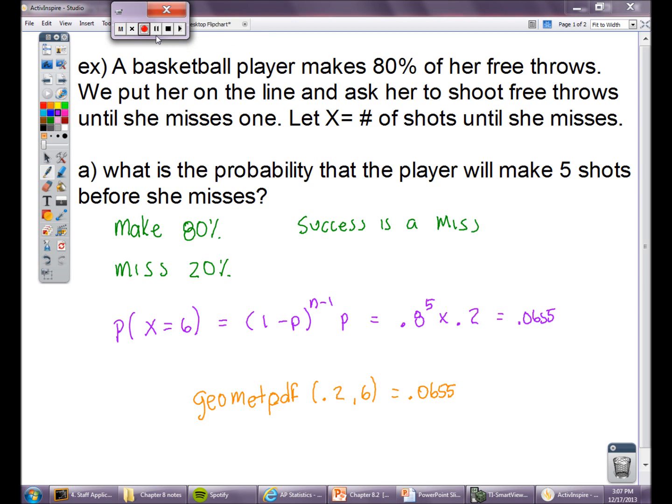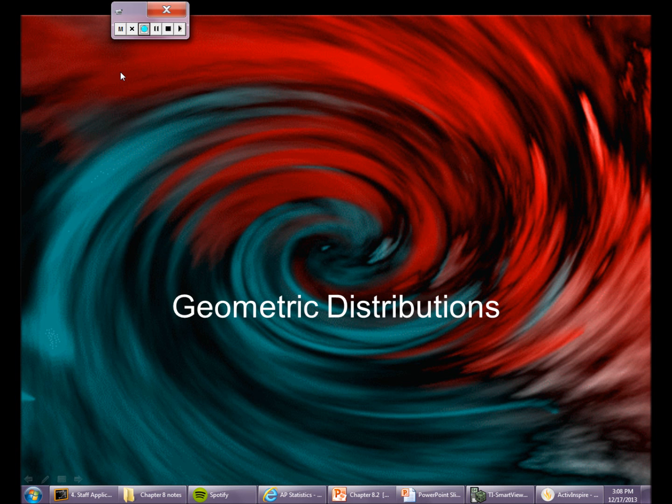You can also do this on the calculator. You would follow a geometric probability distribution, typing in 0.2 for the probability, comma, then 6, hitting enter, 0.0655. And that's pretty much it for geometric distributions. Keep in mind, the only difference here is we're going to keep going until we see success versus a binomial distribution, where we have a set amount.